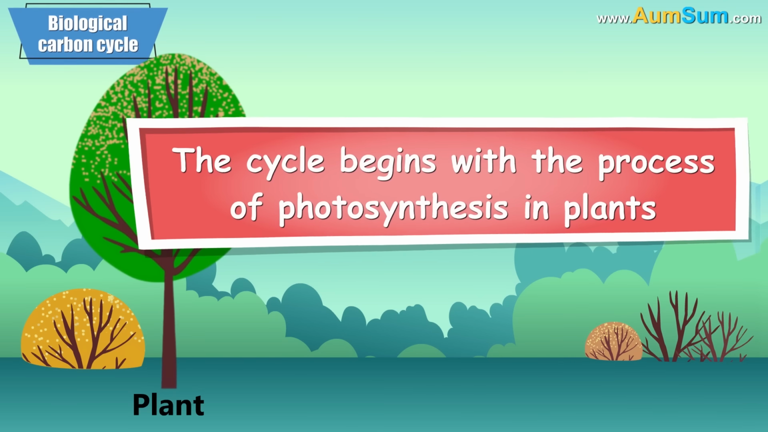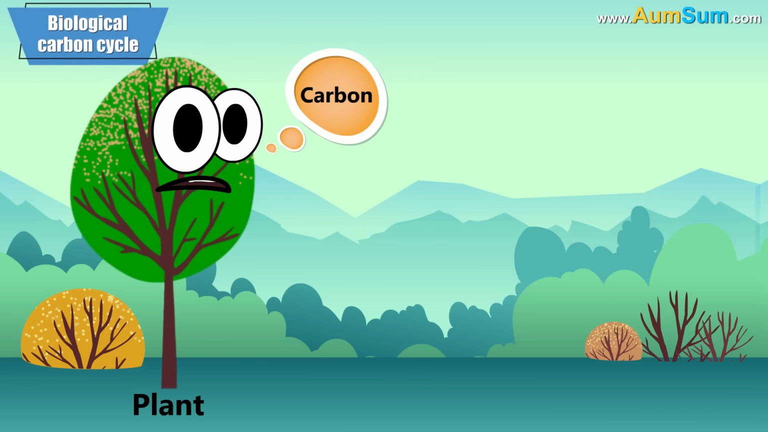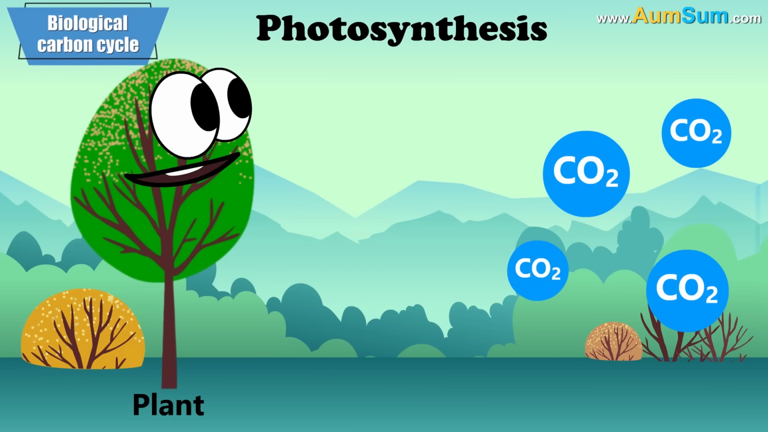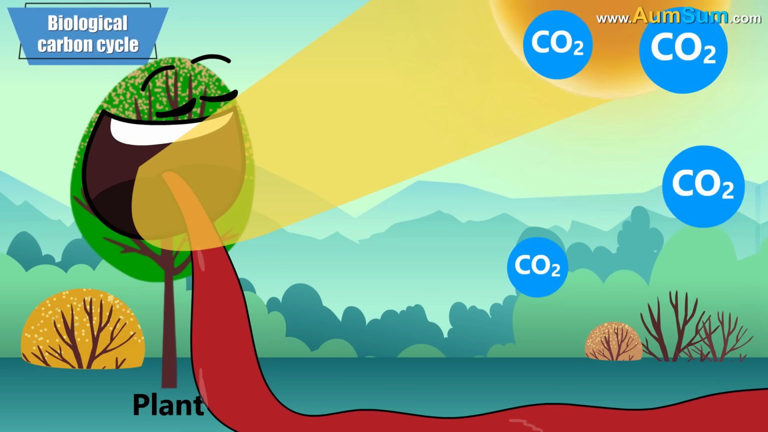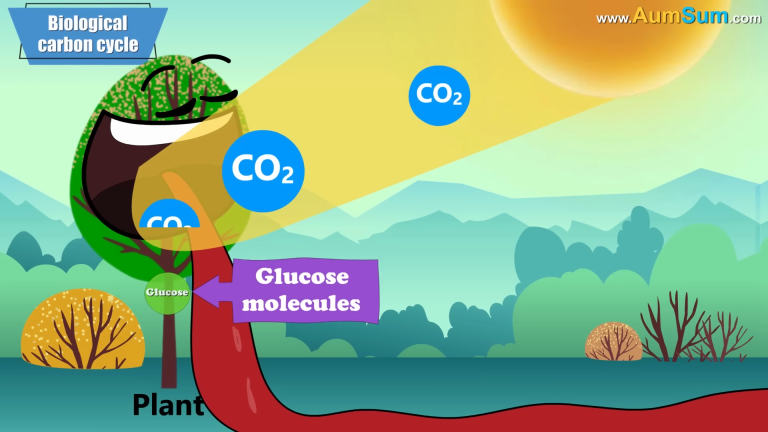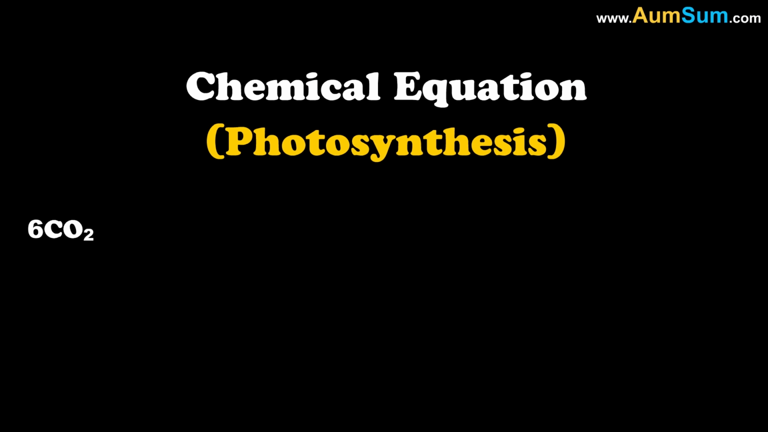The cycle begins with the process of photosynthesis in plants. To make their own food, plants need carbon. This carbon is present in the air in the form of carbon dioxide. During photosynthesis, in the presence of sunlight, plants take in carbon dioxide. This carbon dioxide is then converted into glucose molecules. This is what the chemical equation looks like.